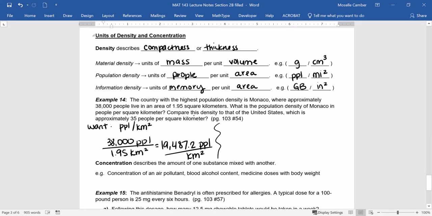The second question: compare the density to that of the United States, which is approximately 35 people per square kilometer. So the US has 35 people per square kilometer.